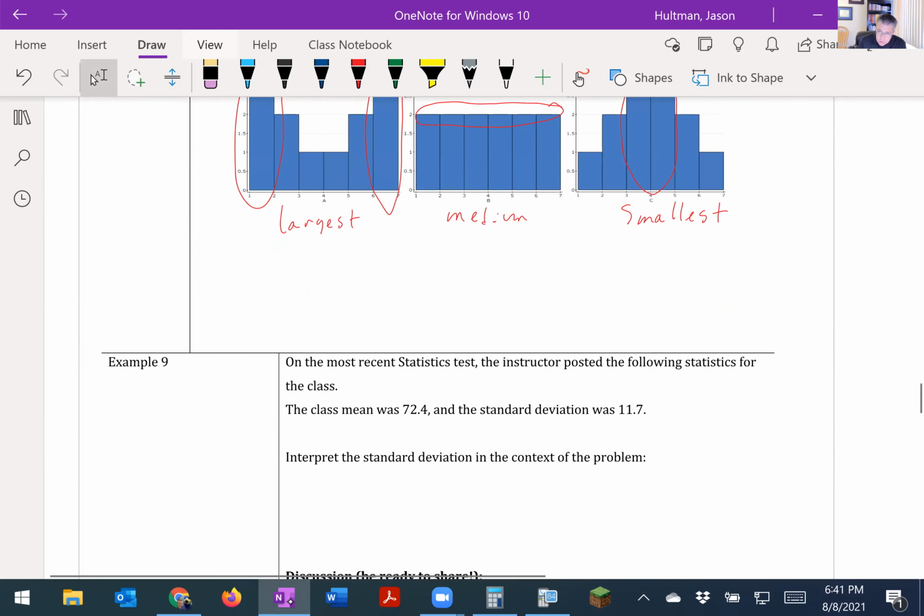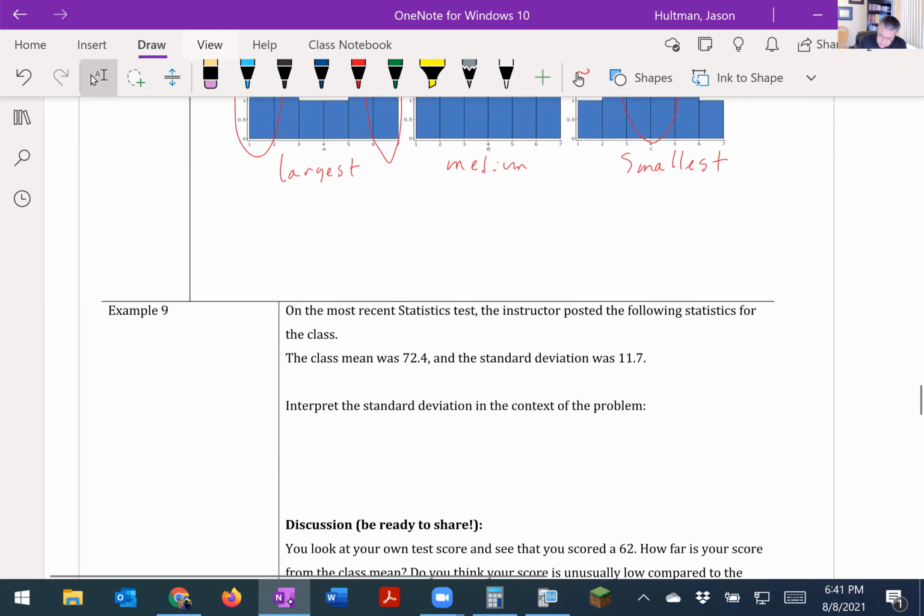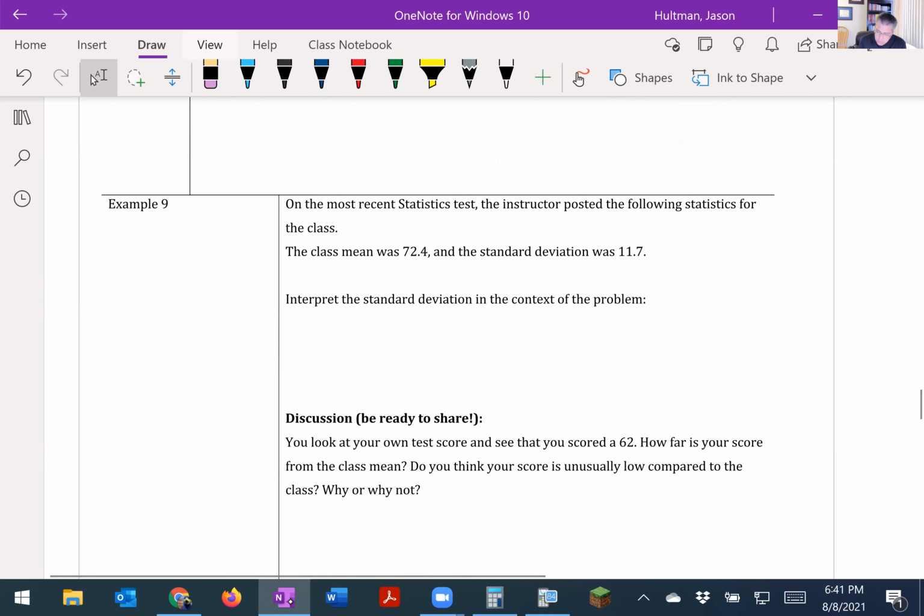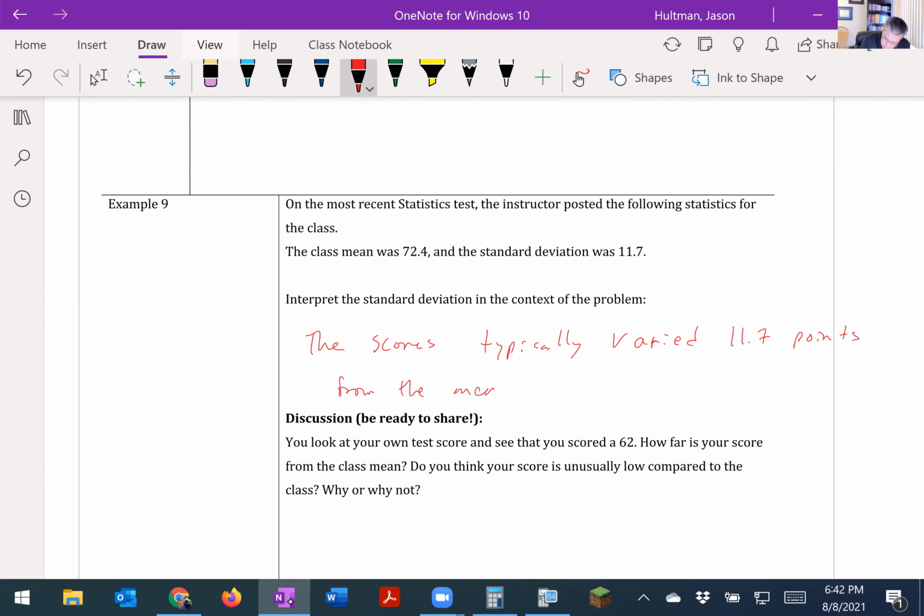On the most recent statistics test, the instructor posted the following statistics to the class. The mean was 72.4 and the standard deviation was 11.7. Interpret the standard deviation in context of the problem. The scores typically varied 11.7 points from the mean of 72.4.